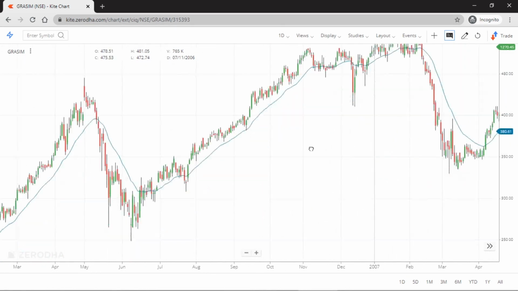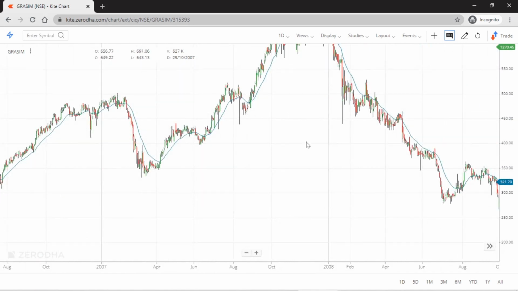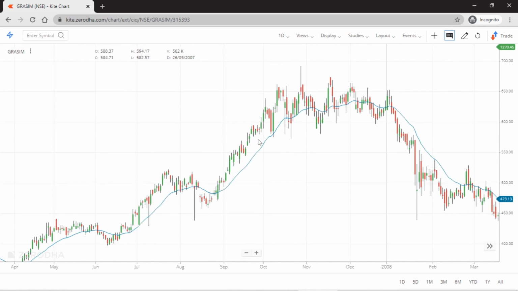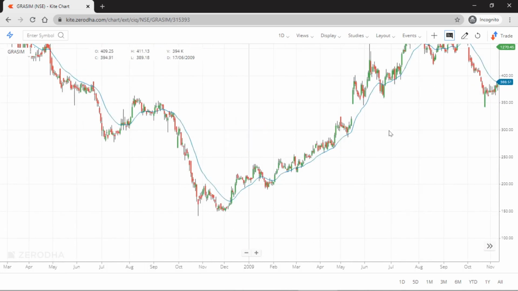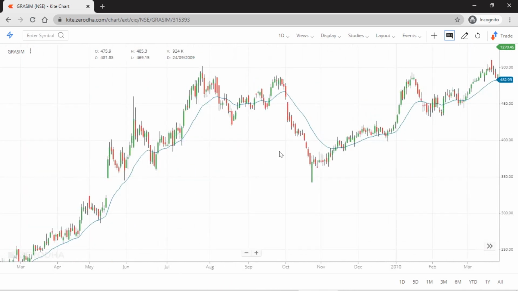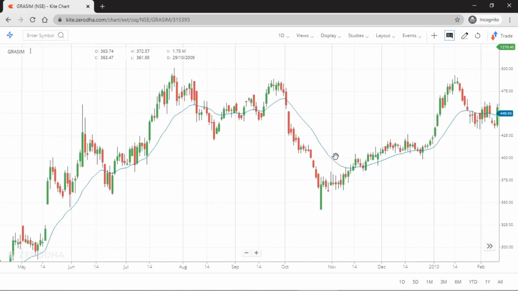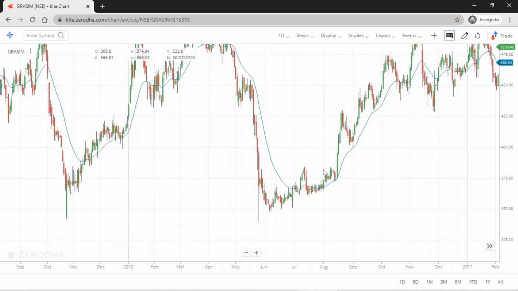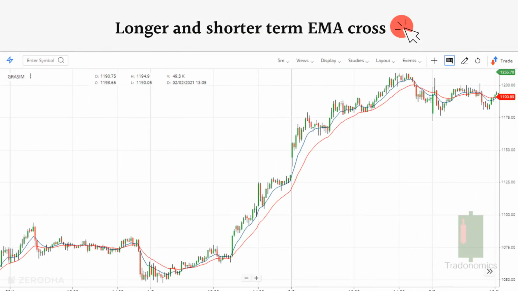So this is how an EMA, an exponential moving average, would help you to determine the trend. Whether from here you can see that whether it is closing above it or it is closing below it. So from the chart you can see easily that moving average would give you a perception about the trend. You can understand the trend using the moving average basically. And the second one is longer and shorter term exponential moving average cross.